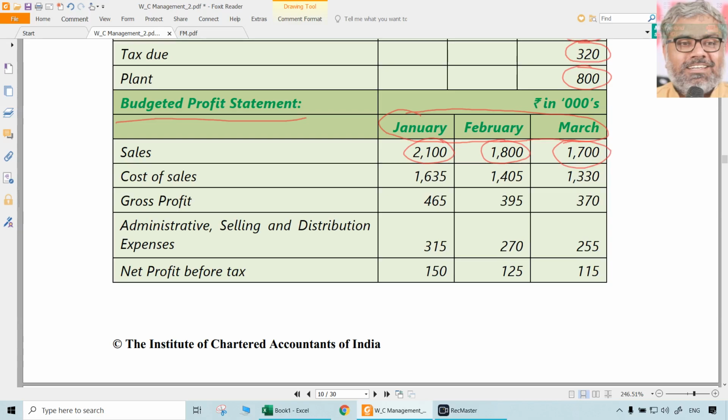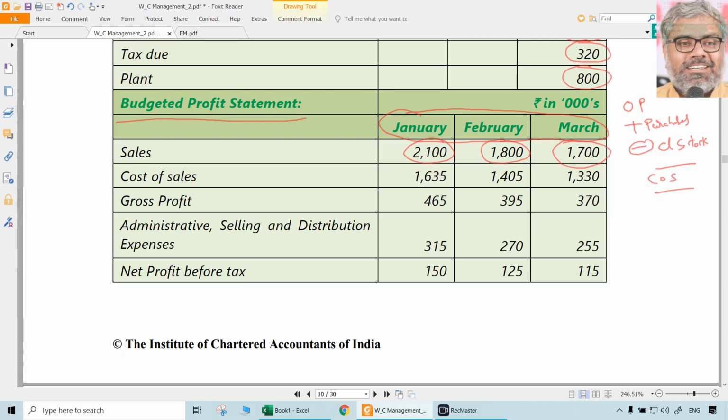Purchases, how do we know? Purchases can be known only by looking at cost of sales and opening stock and closing stock. So we need to do two-layered calculation. Cost of sales is here nothing but opening stock plus purchases minus closing stock. What is that? Cost of goods sold. That's what is cost of sales in this case. So opening stock plus purchases minus closing stock is cost of goods sold or cost of sales in this case.